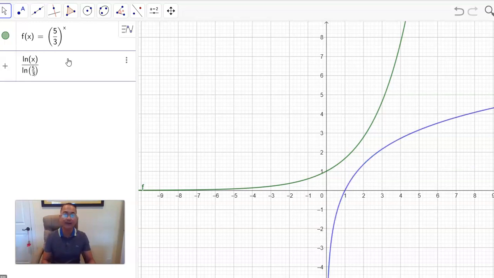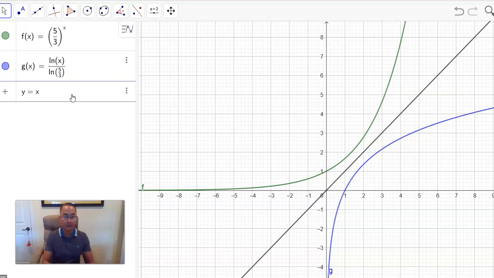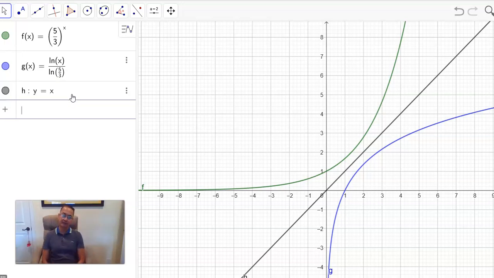5/3. There you are. So that is the inverse function of 5/3 to the x. Okay, so are they mirror images? Let's draw our y equals x. Yeah, that looks right. Okay, so just like what happened to ln of x and e to the x, these two functions are symmetric across y equals x. You can tell here that they are just almost perfect mirror images of each other.